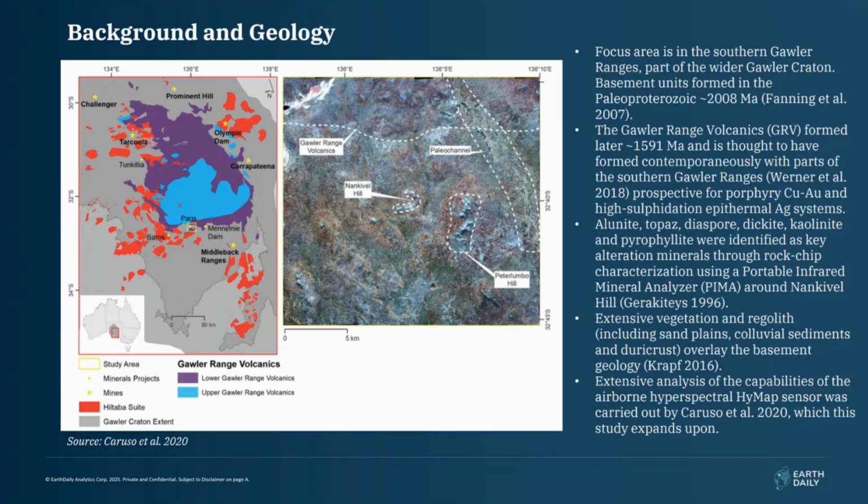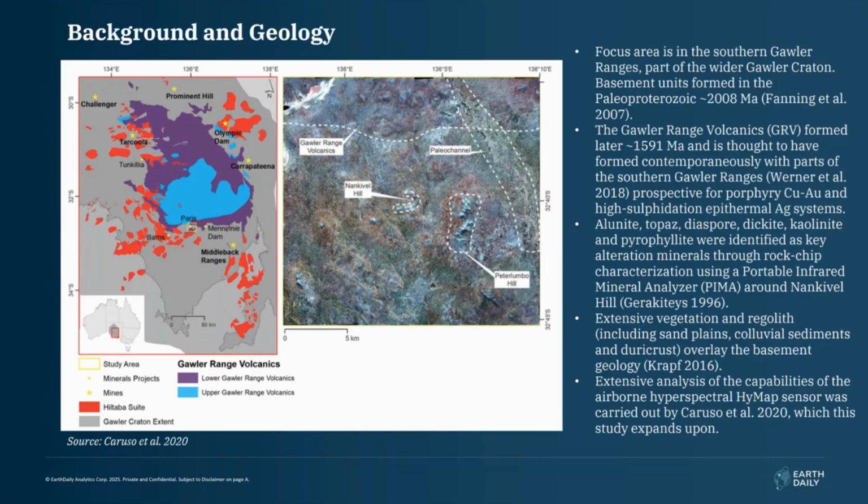And so regolith can often have challenges when we're mapping with satellite data, because it can form a lot of false positives from whatever it's eroding out from, but can also cause a lack of exposure for the geology that we're looking at. You can see here that there's been some work on ground truthing this. There's a lot of alunite, dickite, kaolinite, pyrophyllite, key alteration minerals associated with a porphyry copper system or epithermal system. And they're the sort of things that we're going to want to be targeting with our hyperspectral data here.